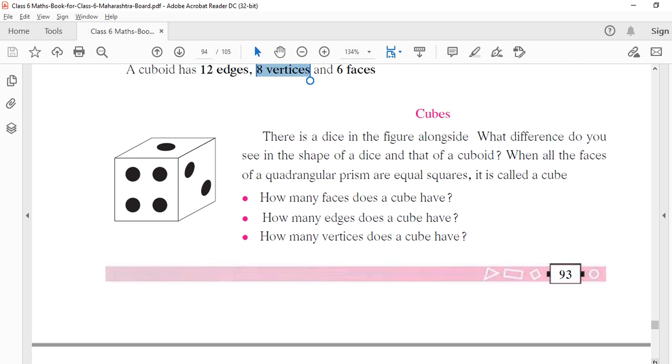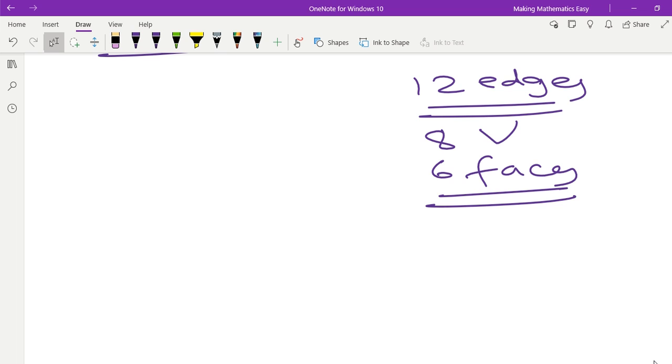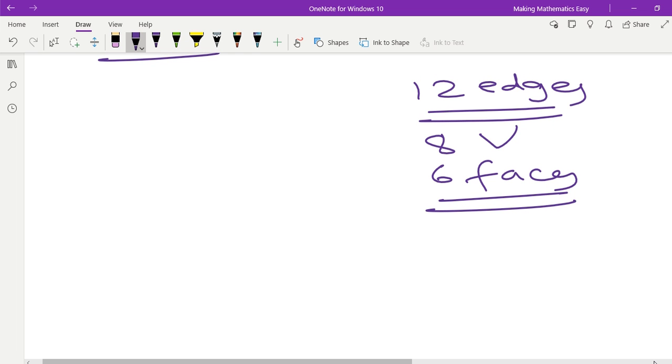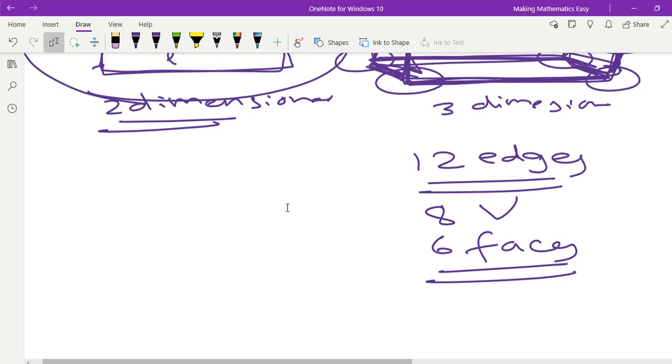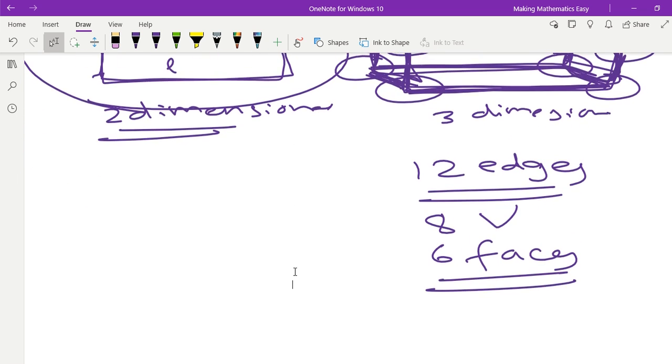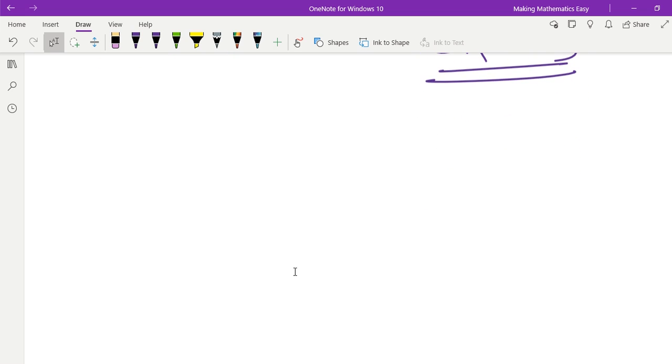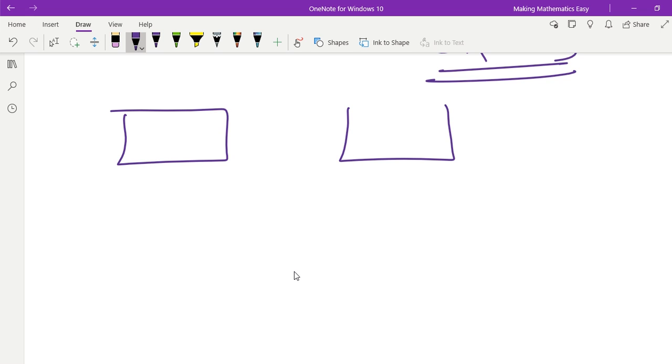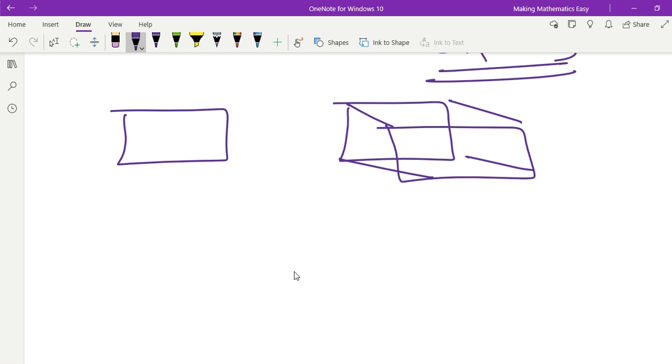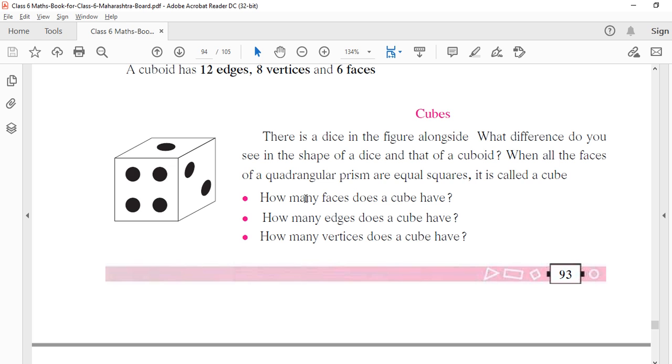It is similar for the cube. A cube is nothing but a three-dimensional figure in the shape of a square. This was the three-dimensional shape for a rectangle, which is called a cuboid, but the three-dimensional shape for a square is called a cube. This is your square, and this is its three-dimensional shape, called a cube. In a similar way you can name the faces, edges and vertices.